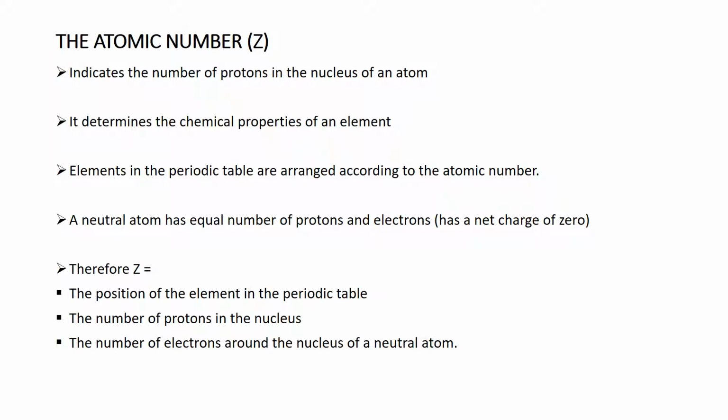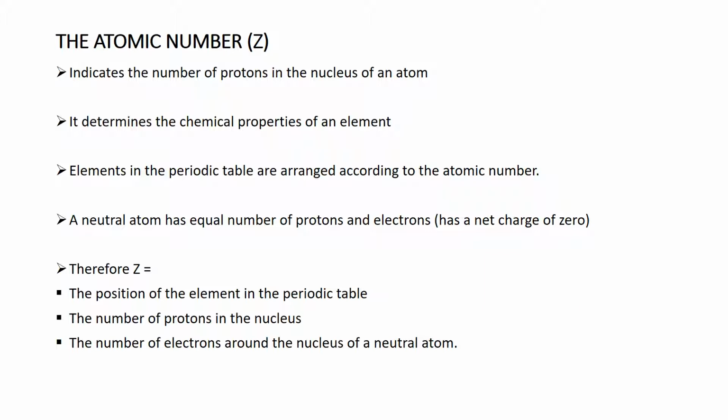In this video, we look at the atomic number, the atomic mass number, and isotopes. The atomic number, represented by the symbol Z, indicates the number of protons in the nucleus of an atom. It determines the chemical properties of an element, and elements in the periodic table are arranged according to the atomic number. A neutral atom has an equal number of protons and electrons. Remember, I did say this in chapter 1, and it has a net charge of 0.